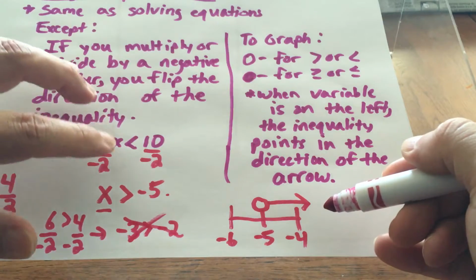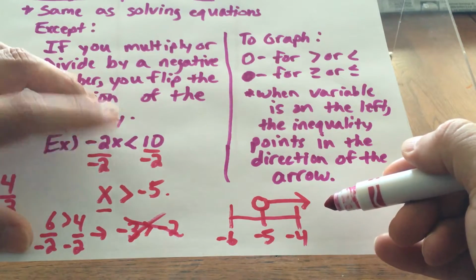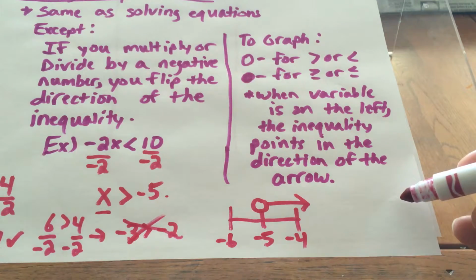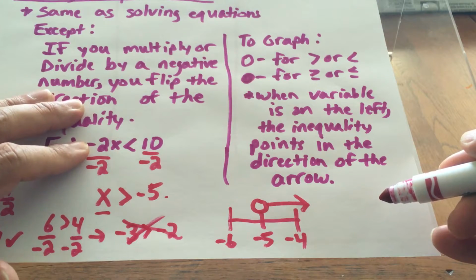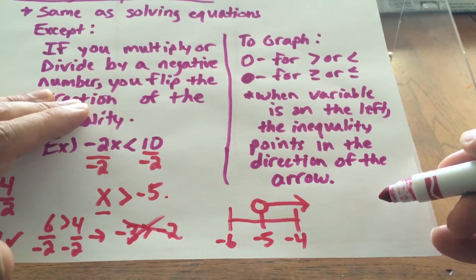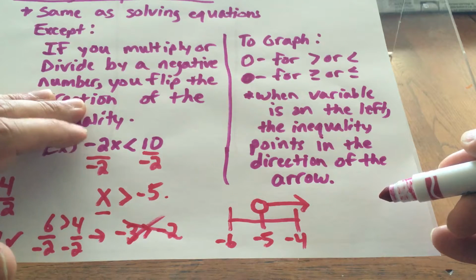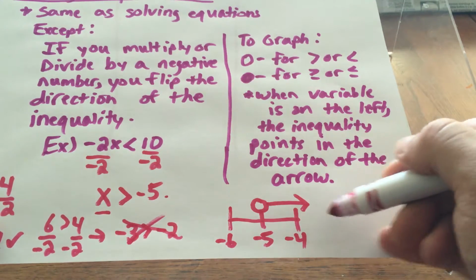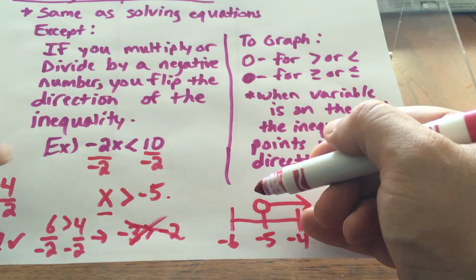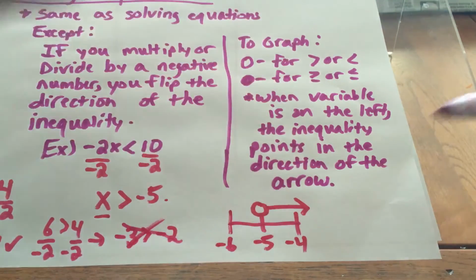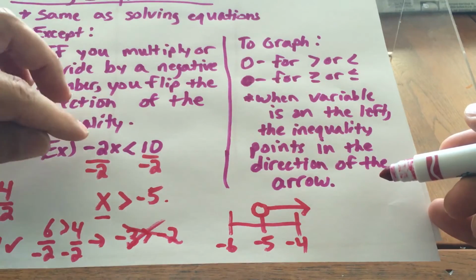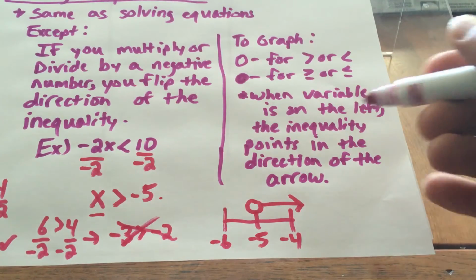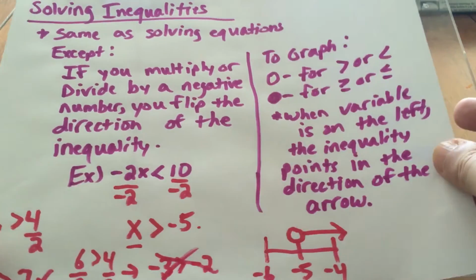So notice if you plug -4 in for x, -2 times -4 is positive 8. 8 is less than 10. If you plugged in -100, -100 times -2 is positive 200, which is, no, you can't go -100. -100 is on the left side. So if you want to do positive 100, -2 times a positive 100 would be -200, which is less than 10. Okay? So there's the rules for solving inequalities.